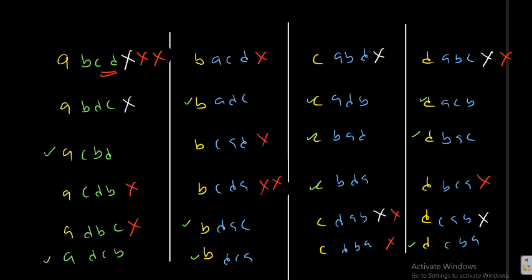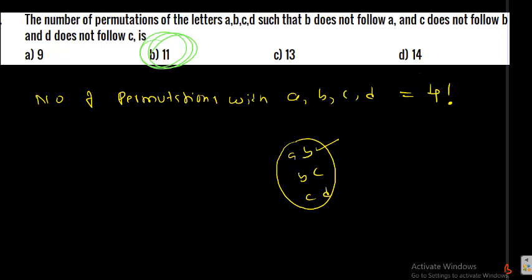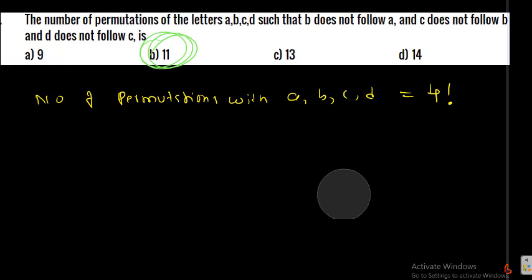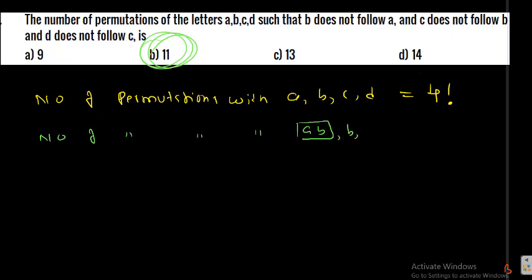But listen, logically how to get the answer. First of all, the number of permutations with a, b, c, d is 4 factorial. From this, I will remove the permutations so that a, b come together, that too a first and b next. So the number of permutations with a, b taken as 1 unit and remaining c, d as it is gives another 3 factorial.